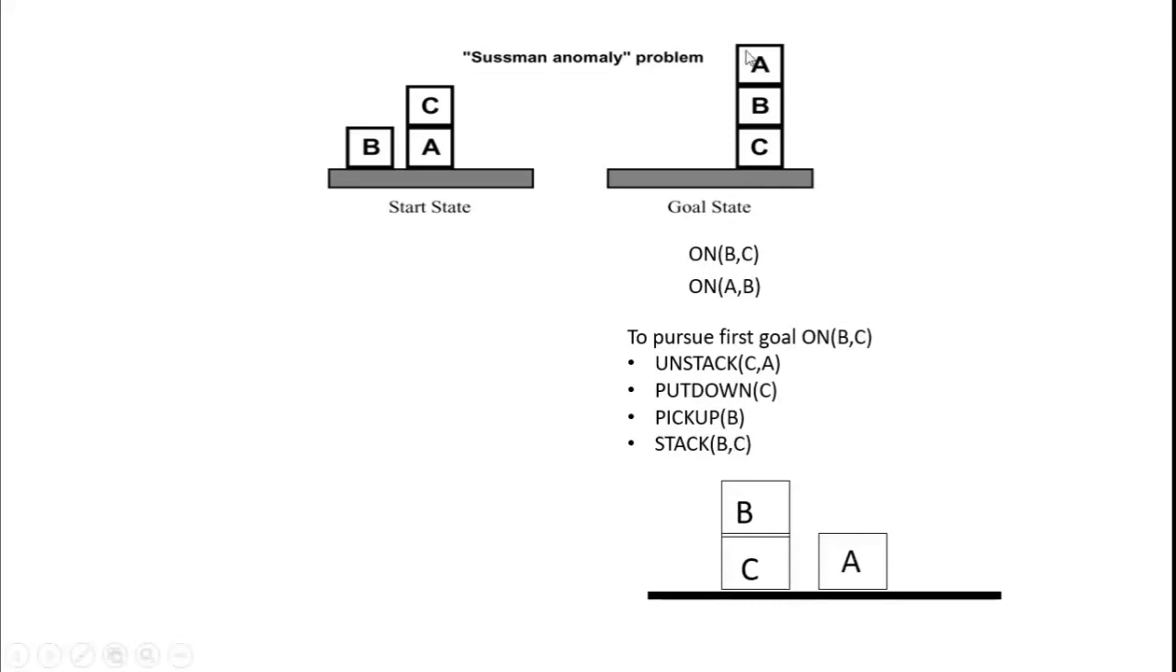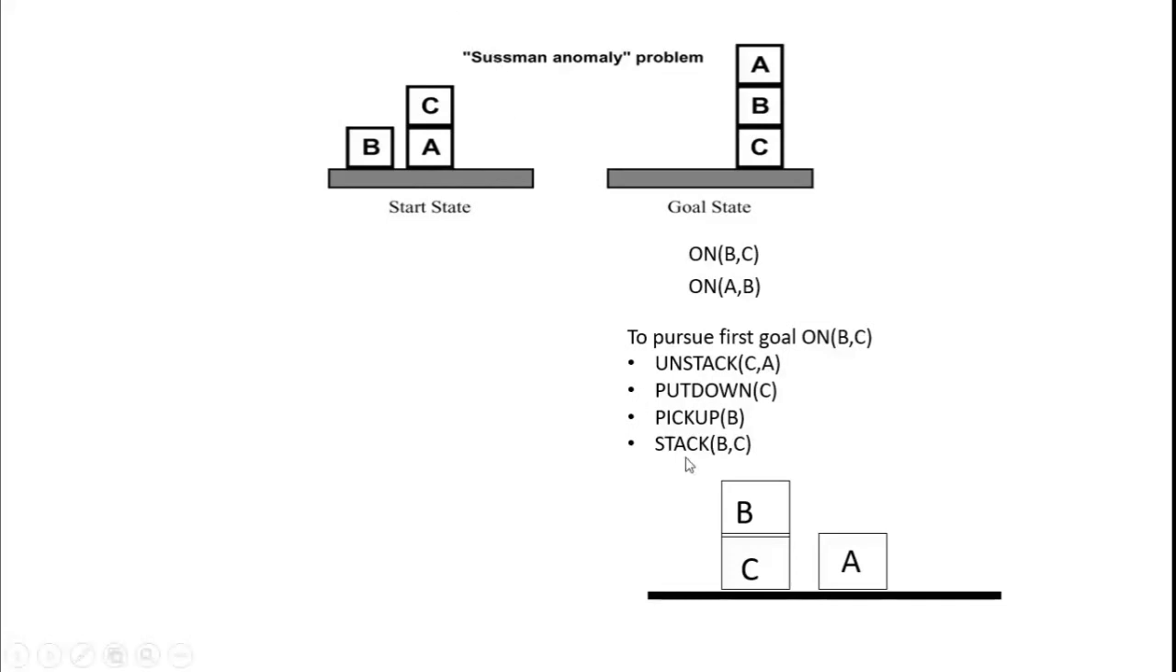Now you take that case. First I am doing this sub goal and then I am doing the other. If I want to achieve this sub goal on B comma C from the initial state, what will we do? We have to put B upon C. First what do we do? You will unstack C comma A, put down C, pick up B, and stack B comma C.